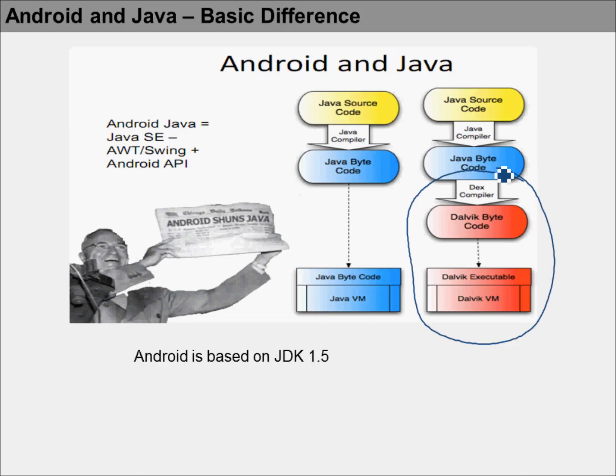Those who know Java can understand that first you write Java source code, then there is a javac compiler, it converts it into Java bytecode, and then Java bytecode runs in the Java virtual machine.